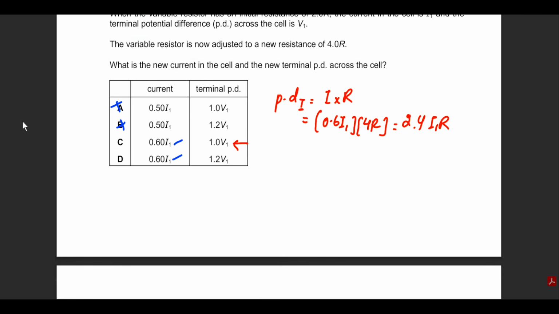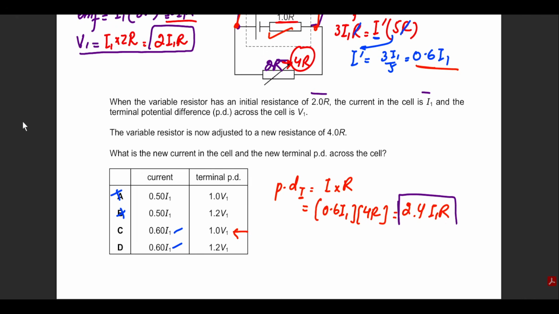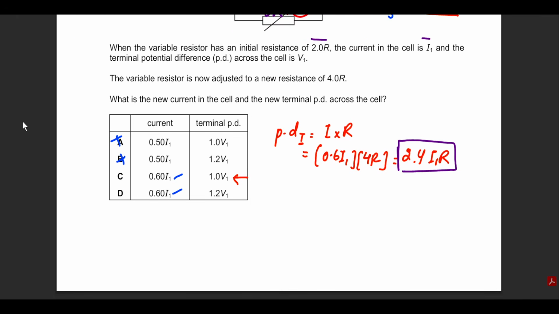And now it's a comparison of voltages, right? If you compare this with the original voltage, V1, which was 2I1R, today's terminal potential is 2.4 I1R. So for the sake of comparison, this will be 2.4 I1R divided by 2 I1R. I1R gets cancelled out completely, and we are left with 2.4 divided by 2, which is going to be 1.2, right? So this is going to be 1.2, option D.